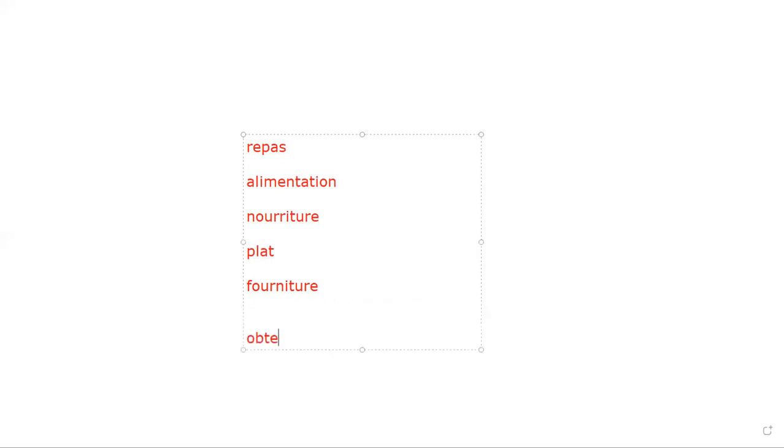Obtenir. Repeat after me. Obtenir. Obtenir is my verb, to get. Because today we are working only on the vocabularies. A1, A2, B1, B2. Repa, we have as an A2 vocab because we're working for TEF. We pick the entire portion. Alimentation is a B1 vocab. Nourriture is a B1 vocab. Plat is my A1 vocab, and fourniture is my B1 vocab.